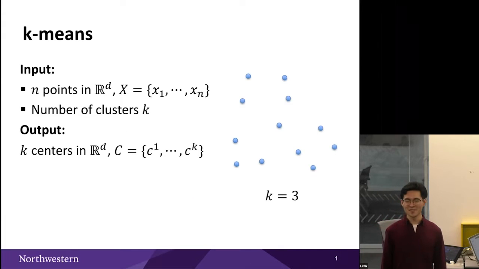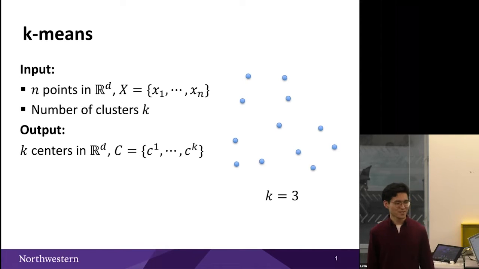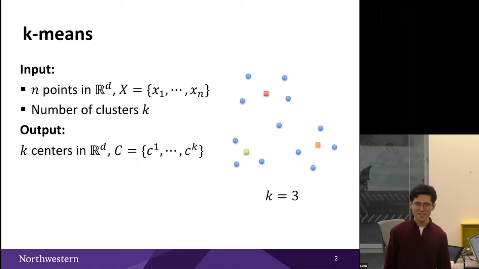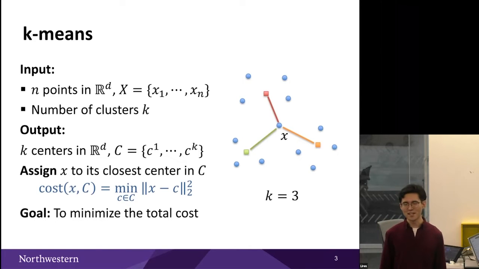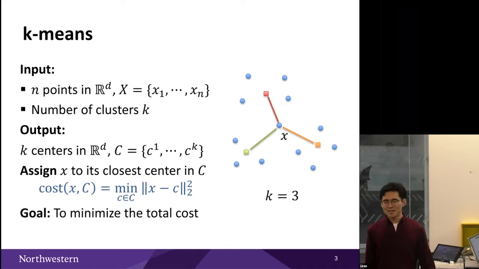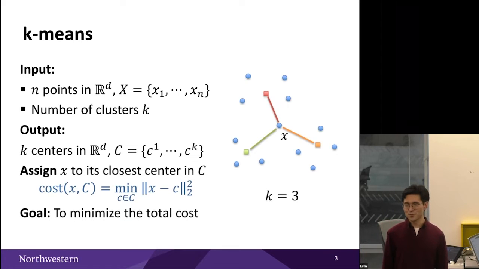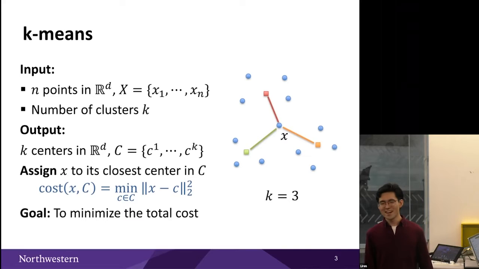So let's first start from the classic K-means problem. For this problem, we are given a set of n points in the d-dimensional Euclidean space X, and also an integer number k, which represents the number of clusters. Then we need to choose a set of k centers in R^d. And then we assign each data point to its closest center in Euclidean distance to form k clusters. Then the cost of point x is equal to the squared distance from x to its closest center c. And our goal is to find a set of k centers to minimize the total cost over data set X.